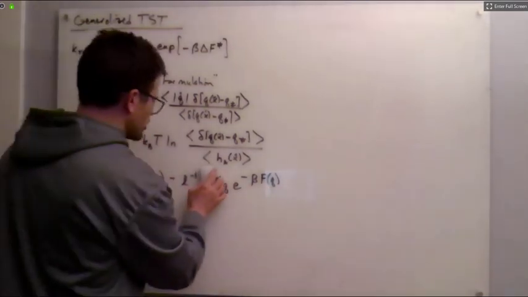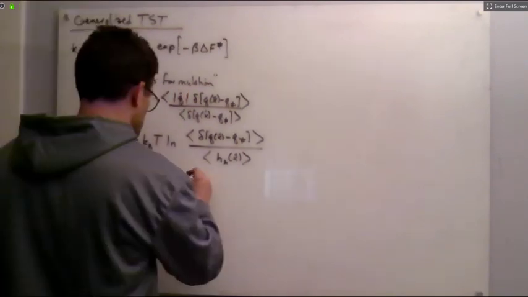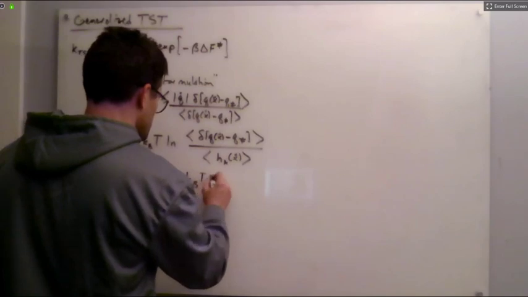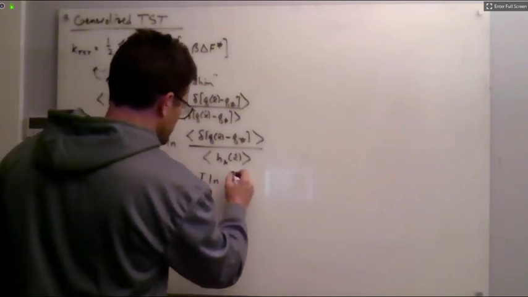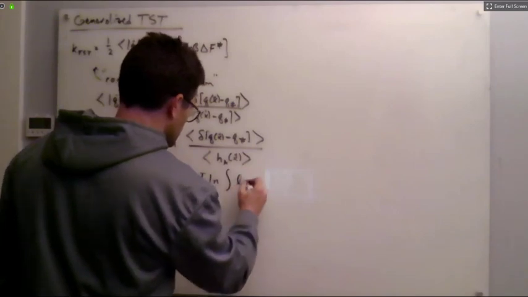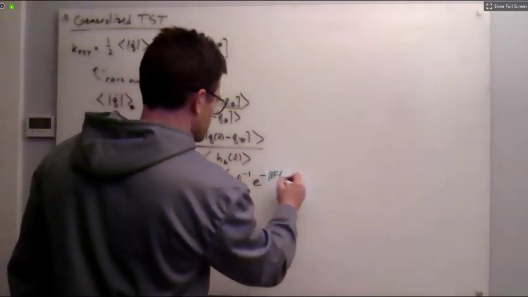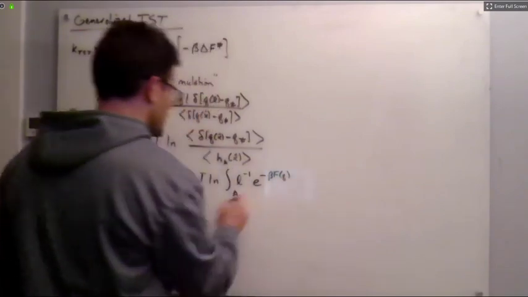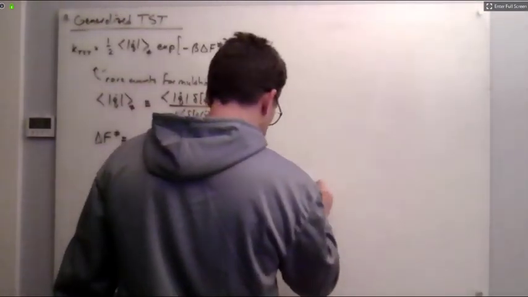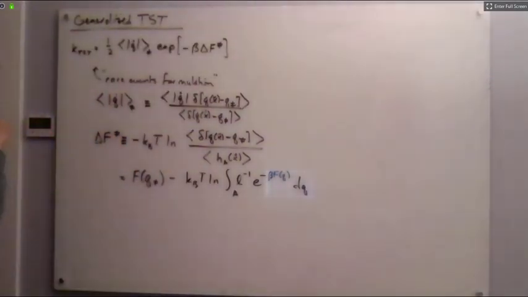I've made a mistake here before I wrote this down. It should be kBT times the log of an integral over the reactant region of e to the minus beta f of q, integrated over dq, like this. Okay, sorry about that. I had an error in my notes.